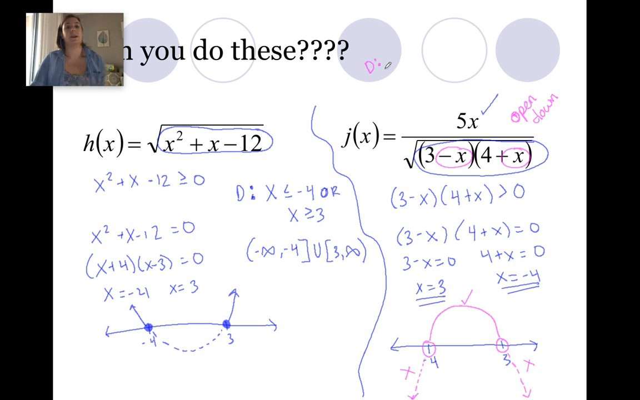So the domain for this one, I'm going to say -4 is less than x is less than 3, right? It's not equal to. Or I can write it as an interval and say, that's a parenthesis, -4, 3, right? That's interval notation for this. That's saying it's going from -4 to 3.